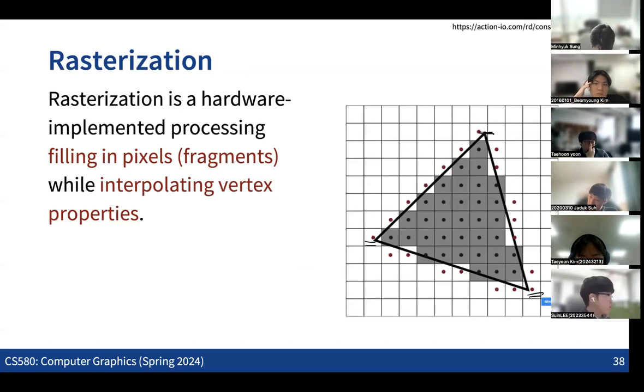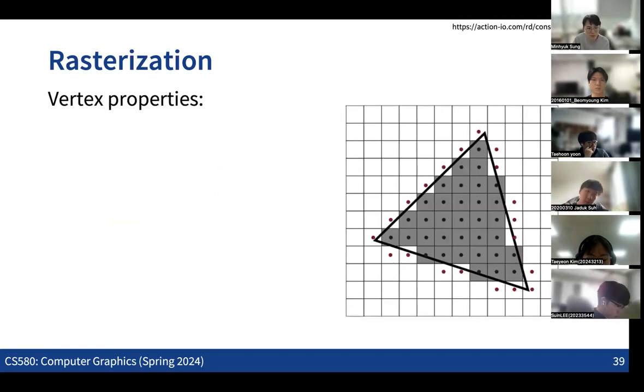In the hardware, for all the pixels covered by the 3D vertices projected onto the 2D plane, we fill out all the pixel information by interpolating the information defined for all three of the vertices. That is automatically done in the OpenGL-based framework. So you don't need to implement this part, but it is a hardware-implemented function in a typical graphics system. So what is the information that we're going to interpolate?